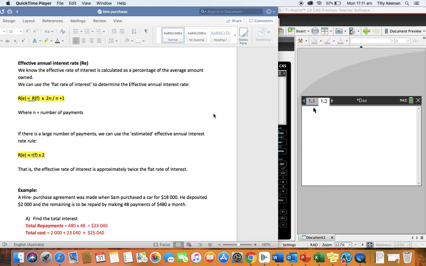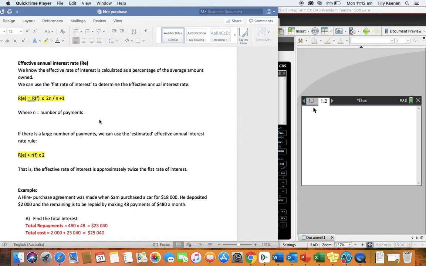So the effective interest rate is calculated as a percentage of the average amount owed. We know this already. And we can calculate it by using the flat rate of interest. So we go effective interest rate equals flat rate times 2 times the number of payments, divided by number of payments plus 1. And our number of payments is the total number of payments that we make over the period. Okay, so we might make monthly payments for 2 years. So our N is going to be 24. If it was monthly payments for 3 years, our N would be 36.